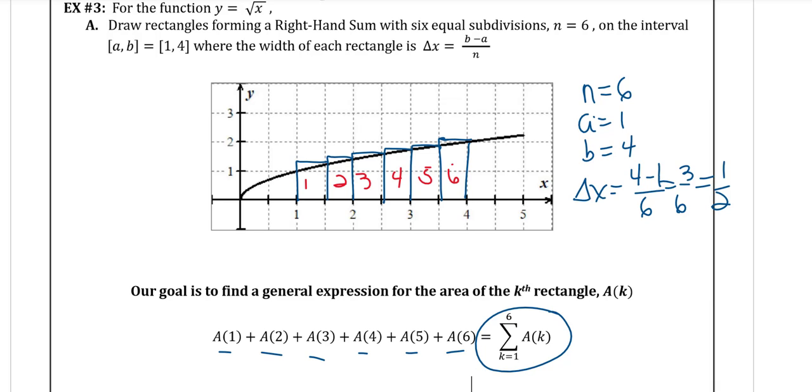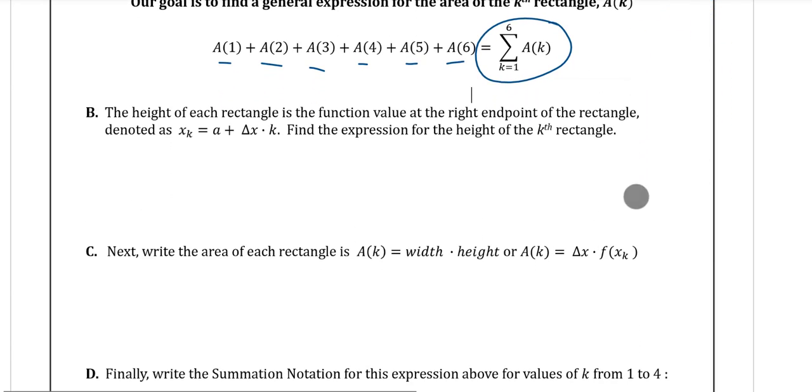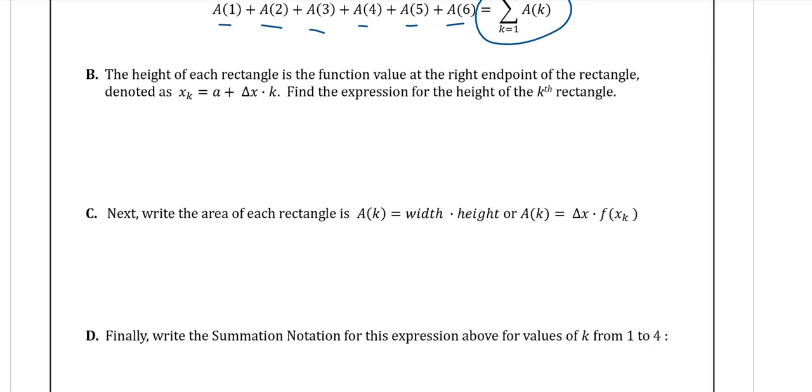So we're going to break this down into steps and add the details so we can directly figure out the value. Okay, so the height of each rectangle is a function of the right-hand endpoint of the rectangle. So it's going to be a plus delta x times k. We need the a here just in case we're not starting at 0 like we are in this one. We're starting at 1. So our x sub k is going to be 1 plus our delta x, which is 1/2, times k. And we usually write the k on top of the fraction like this.